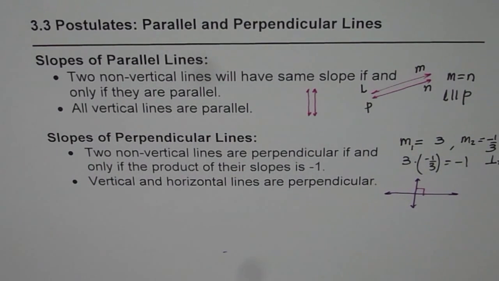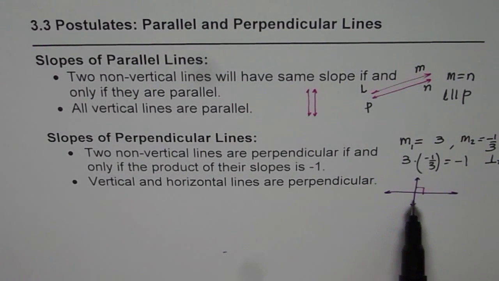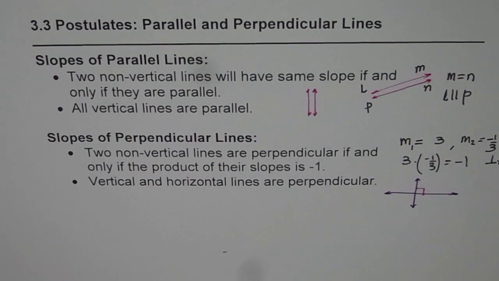So if I give you two lines which are perpendicular, it means that the product of their slopes is -1. And if these lines are horizontal and vertical, then also they are perpendicular, right? That is how one has to treat it.